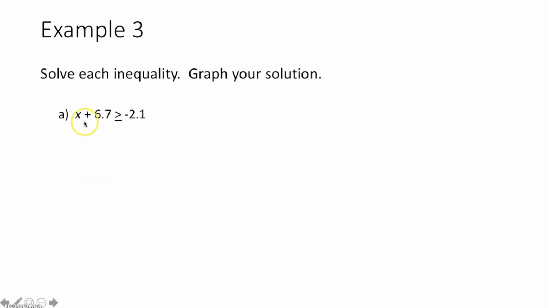Okay, example 3, we have x plus 6.7 is greater than or equal to negative 2.1. So again, simplify, move, solve. First, can we simplify either side? No. Next, can we move our variable to the left? It's already there. Perfect, done.